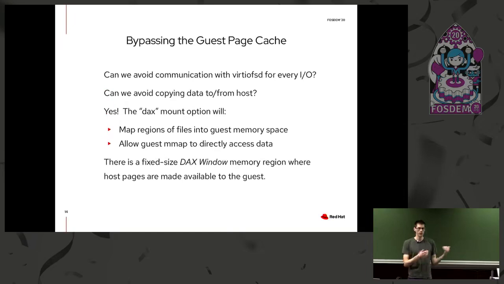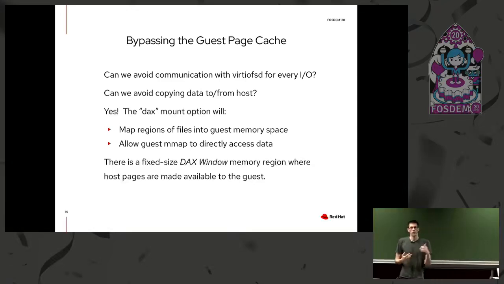Okay, one of the things about this flow that I've showed you here, though, is that every single bit of I/O requires communication. We need to talk to virtiofsd. The guest needs to talk to virtiofsd in order to read any piece of a file. Isn't there a way to just give the contents of the file to the guest and let it directly access them without always having to communicate with virtiofsd? That would make things faster.